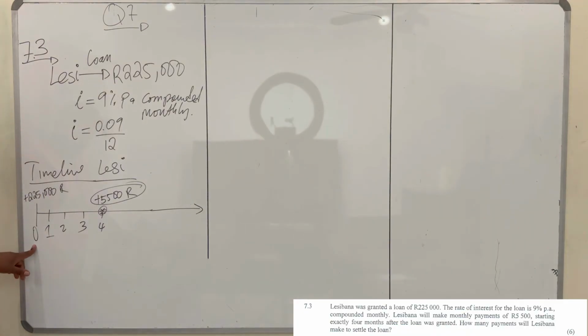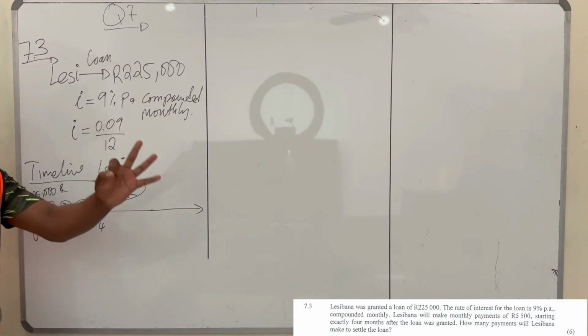She got the loan here. You can see it here. Then at the end of the first month, she missed a payment. This is payment number 1 that she missed. Here, this is payment number 2 that she missed. Here, this is payment number 3 that she missed. So our friend Lacey missed a total of 3 payments.